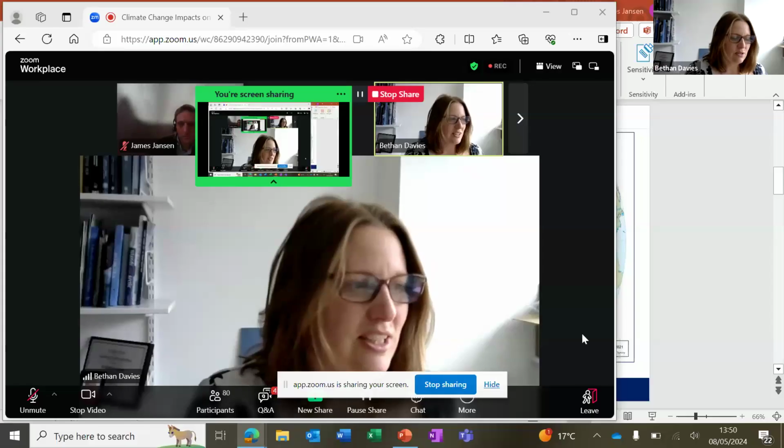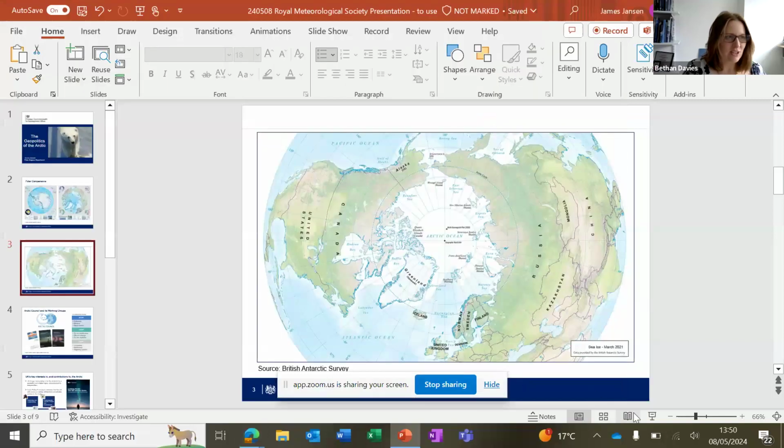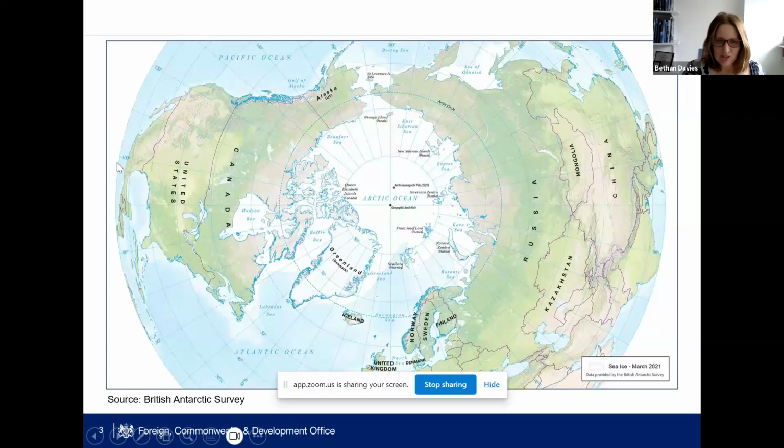All of the change in the ice that our panelists have been discussing likely has geopolitical consequences. So I'd like to ask James Jansen to tell us about this. James is an expert, the UK Senior Arctic Lead and Deputy Head of the Polar Regions Department in the FCDO, and he leads the UK engagement in the Arctic. So James, if you'd like to share your slides, that's great. I can see your slides and take it away.